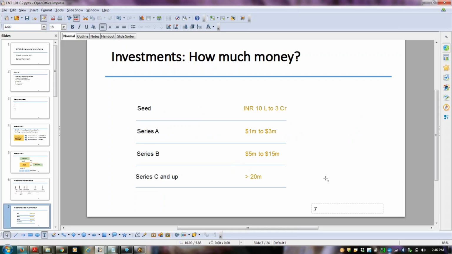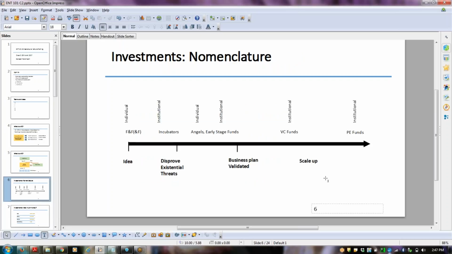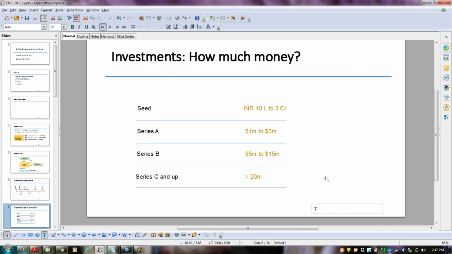So these are the typical VC funding stages that happen in India. You have seed funding. The seed funding is what we are saying, the initial phases. That is from your self-funding, friends, family, incubators, or angel investors, early stage funds. In all these things, what happens is a seed fund. It can be anywhere between 10 lakh to say 3 crore.